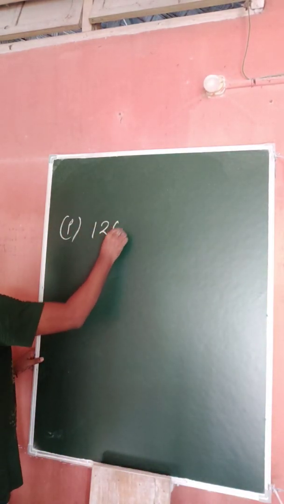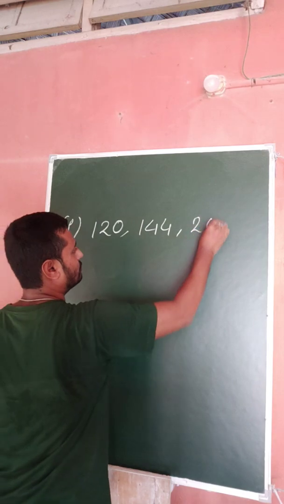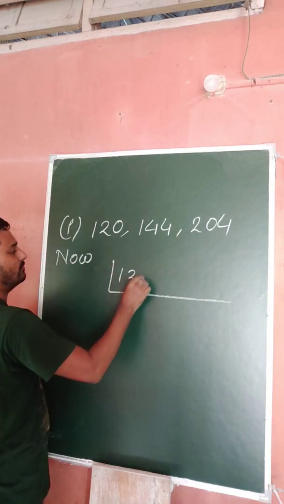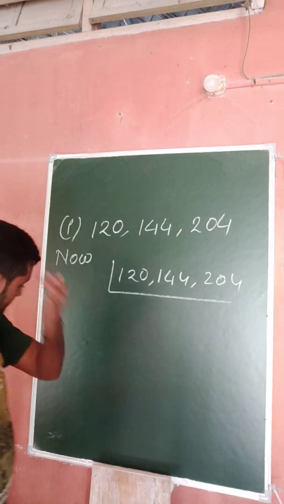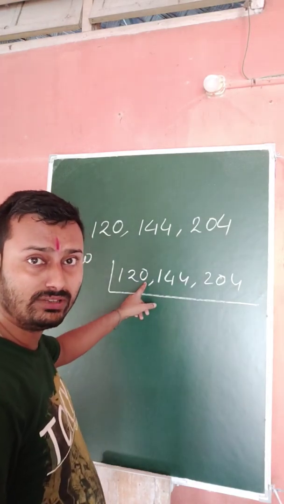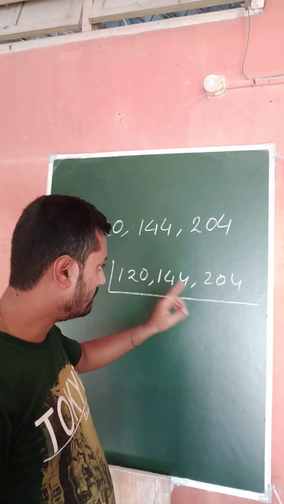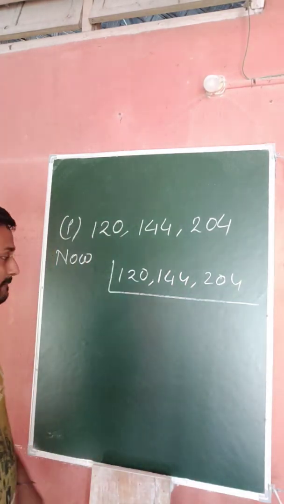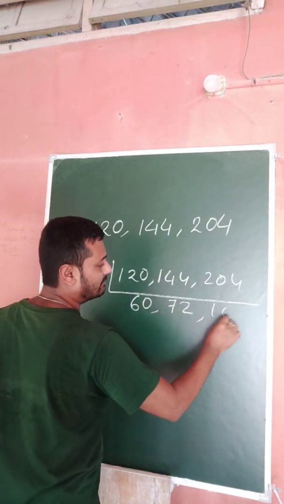I will divide 120, 144 and 204. So now I divide by the same number. Look at all the numbers. The first one, last digit is 0, that means even number, divisible by 2. Last digit 4, even number, divisible by 2. Again last digit is 4, even, divisible by 2. So you divide all the numbers by 2, it becomes 60, 72 and 102.